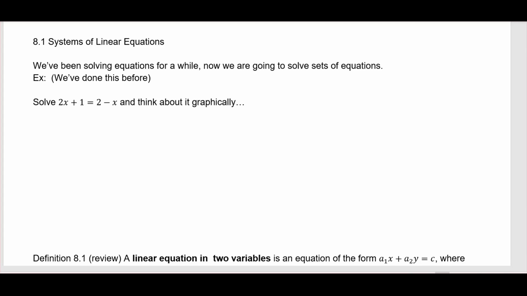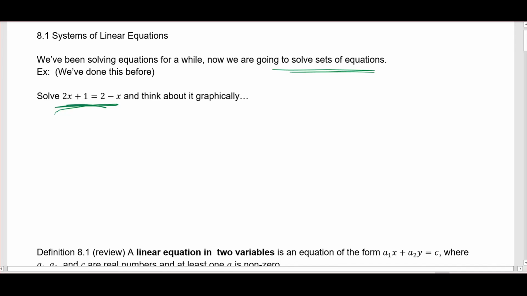Hey, let's take a look here at section 8.1, Systems of Linear Equations. Okay, so yeah, we've been solving equations for a while now, and now we're going to up our game a little bit, and we're going to solve sets of equations. So we can think about things that we've already done before.